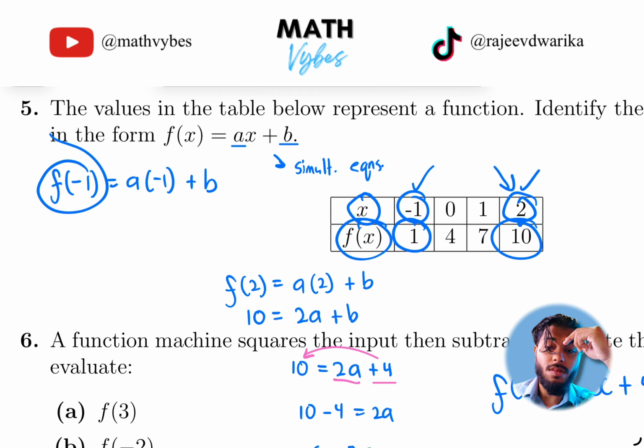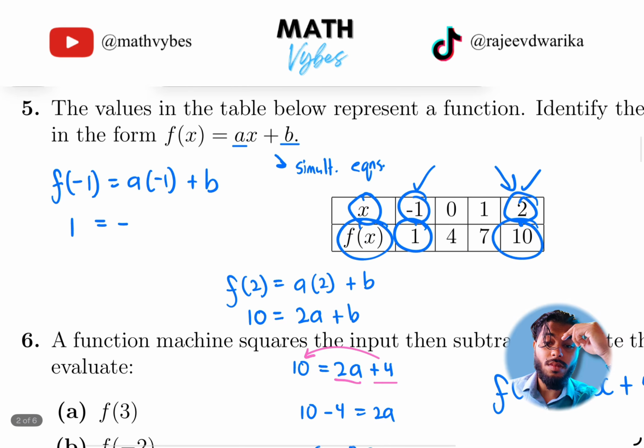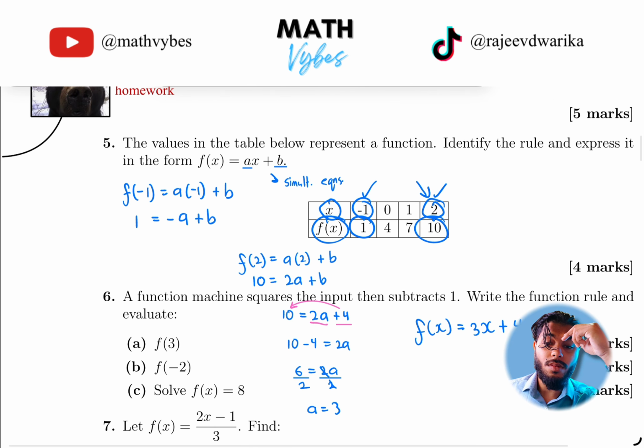So I could replace f of minus 1 with 1. So A by minus 1 is minus A, plus B. You see what I'm talking about? You're ending up with an equation in terms of A and B. So let me show you what you've got to do next.